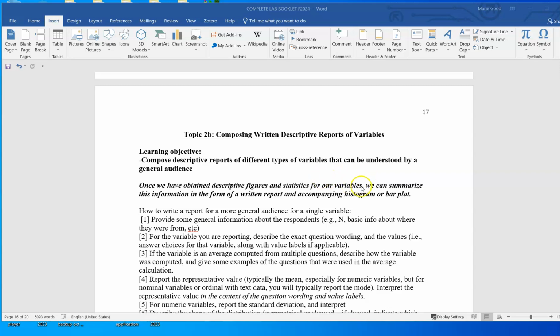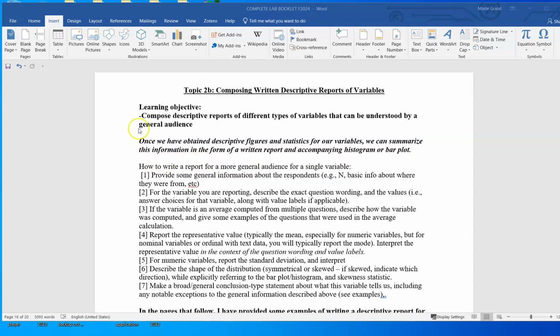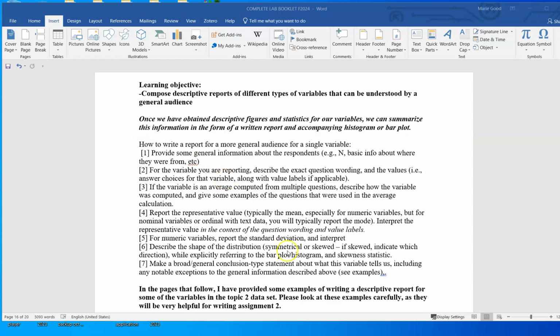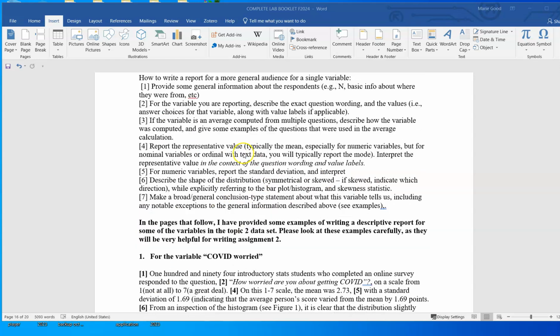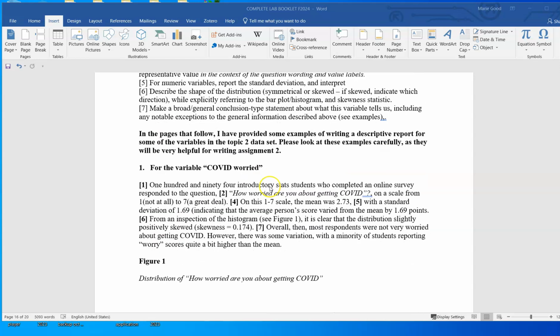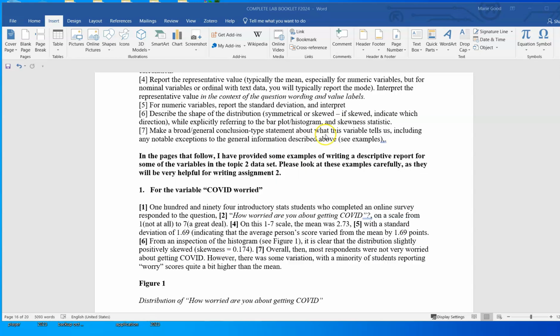All right, this is going to be a very short video. Mostly, I just want to direct your attention to some information that you're going to need to know to write a descriptive report of a variable once you have generated output and numbers and pictures for that variable.